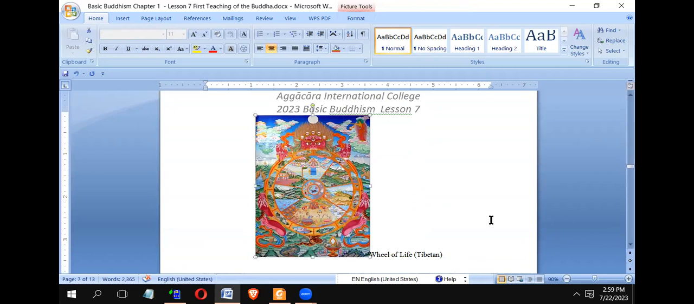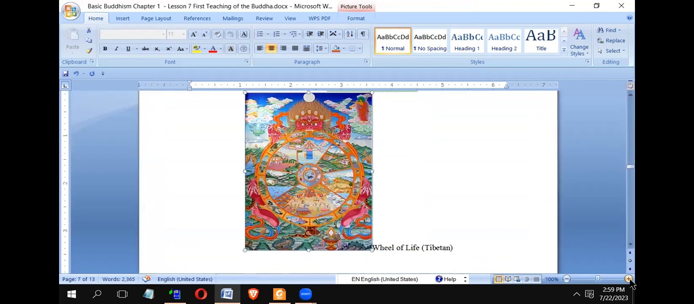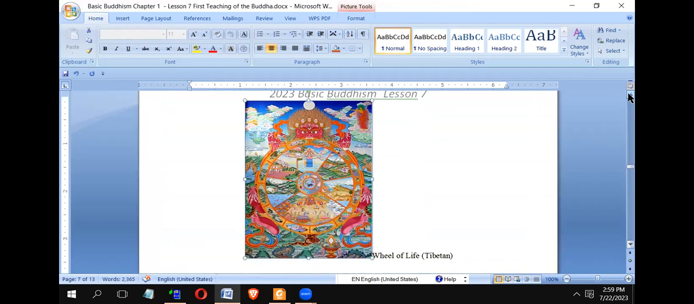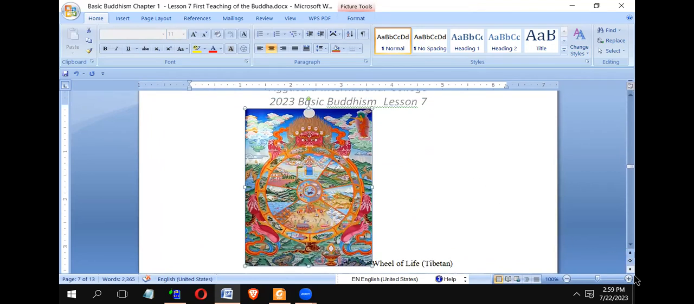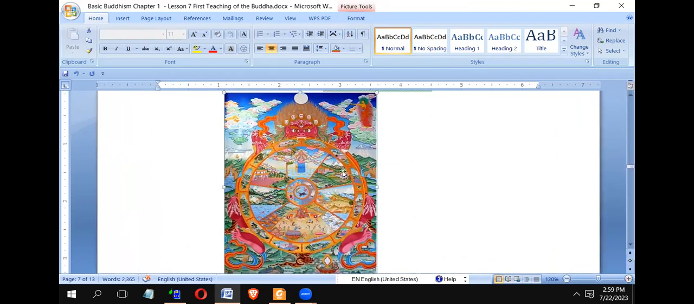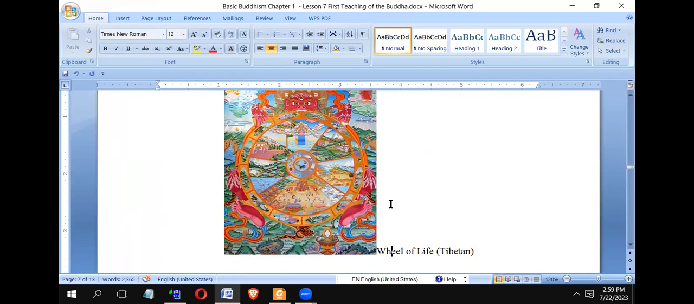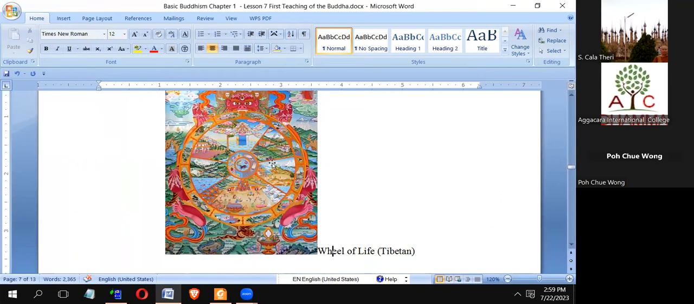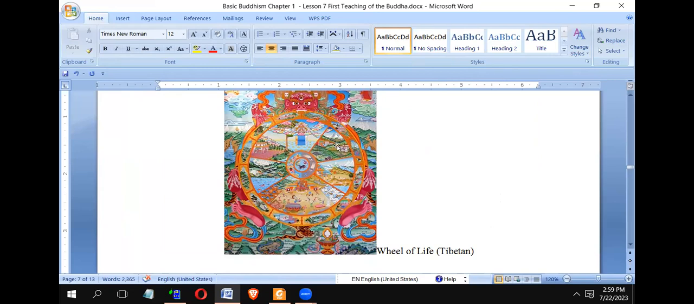And then this is the one. I'm not sure whether you're familiar or not. If you go to a Tibetan temple, you will see all this. They call it the wheel of life. Last time when I was in Nepal, I was staying in one Tibetan temple. I found that they are very colorful. They have all sorts of things.